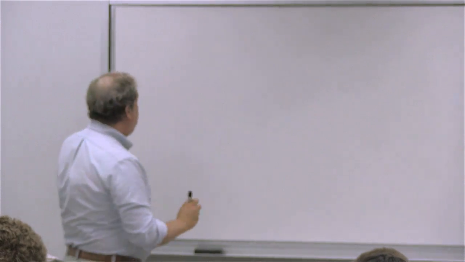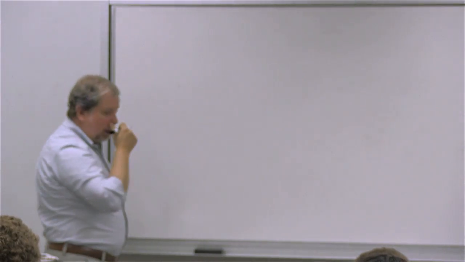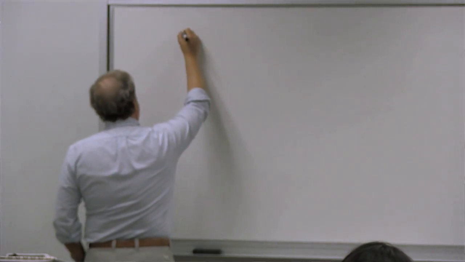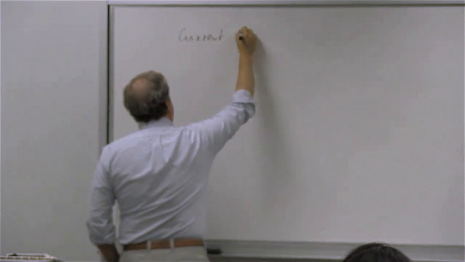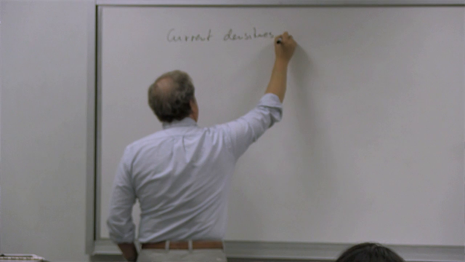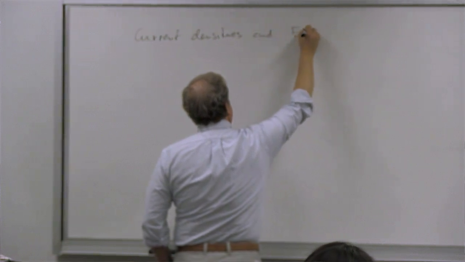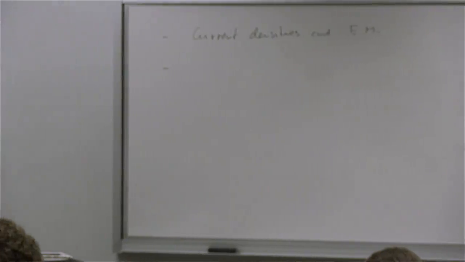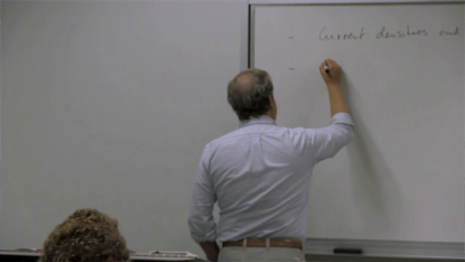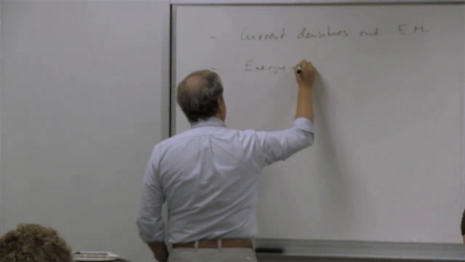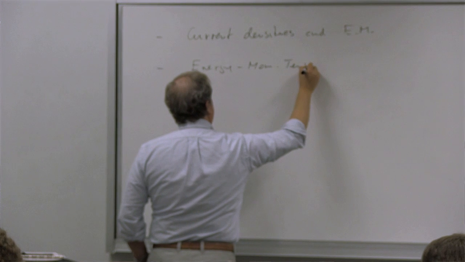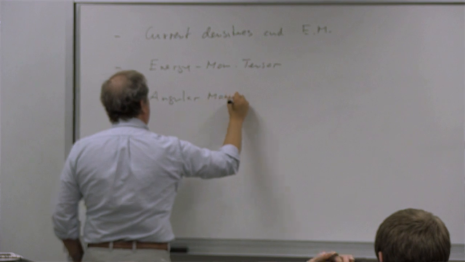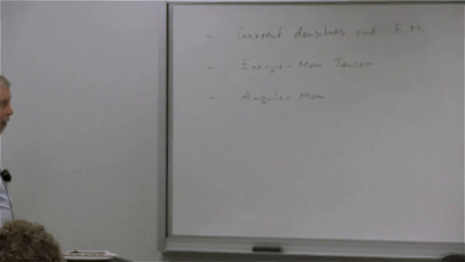So now we need to talk about a few other things, which is conservation laws, and in particular a little bit of current densities and topics related to electromagnetism. And then something that is closely related to it, at least at a formal level, which is the energy momentum tensor. Then angular momentum, which comes out of this.